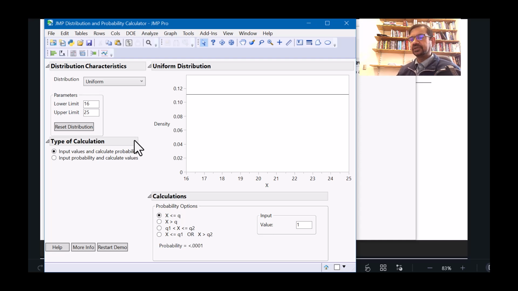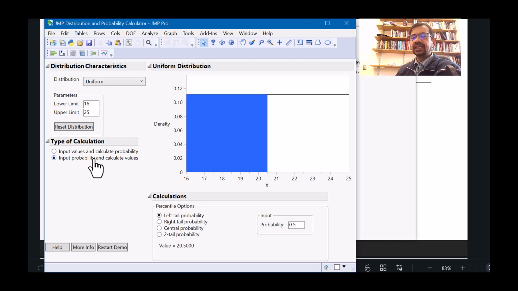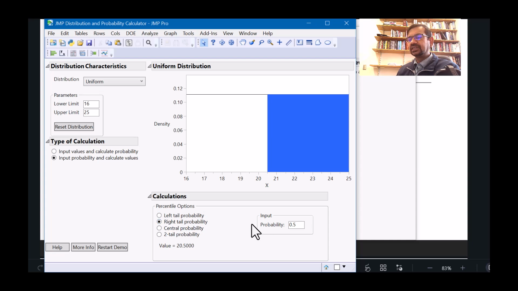So for example, if we wanted to find out the value on the third quartile, here you can say input the probability and calculate the values. Let's say we want to find the value to the right. So we would choose the right tail probability, and we want the area to be 0.25. This will be our third quartile, and we see that this is 22.75. So we can answer a variety of questions dealing with the uniform probability distribution using the JMP distribution calculator.